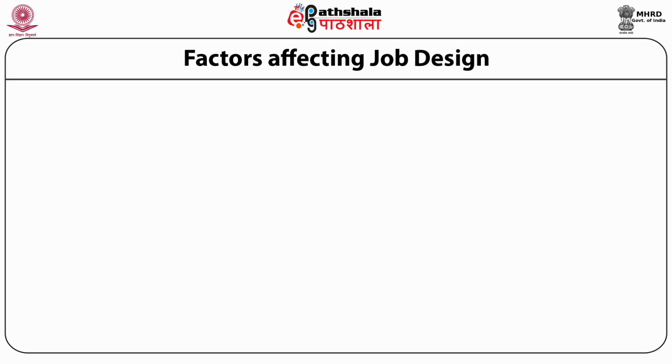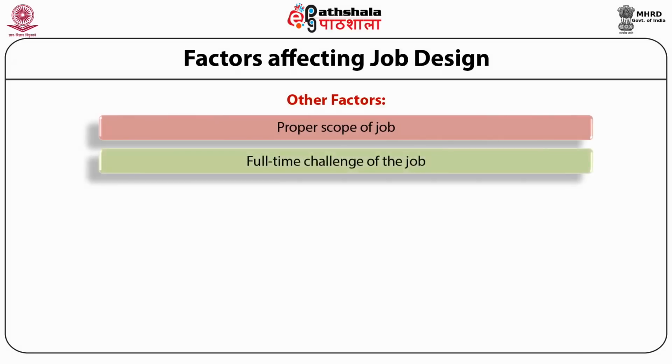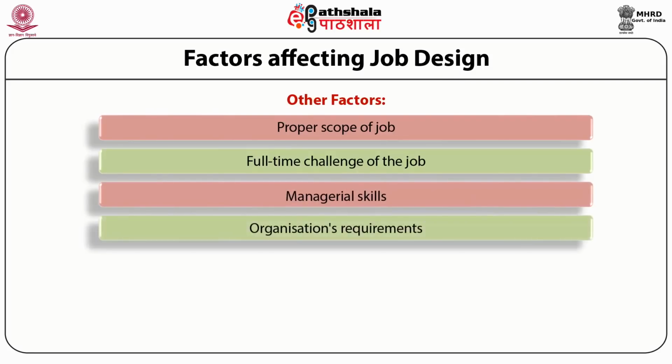And the fourth quadrant is related to other factors. There are other factors like proper scope of job. There must be a proper scope of job and it plays a major role in affecting job design. The next is the full-time challenge of the job. The job must be a full-time challenge. The next factor is managerial skills. Then the organization's requirement. This will also affect the job design.